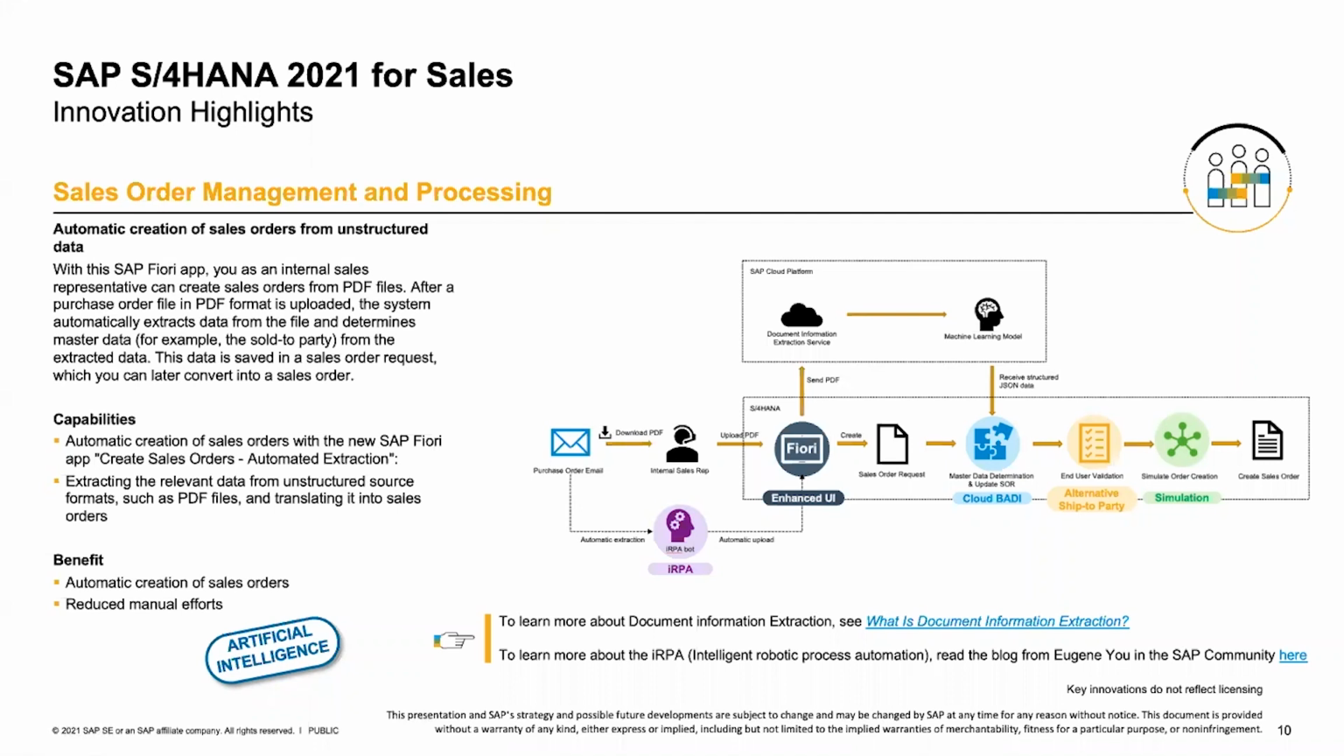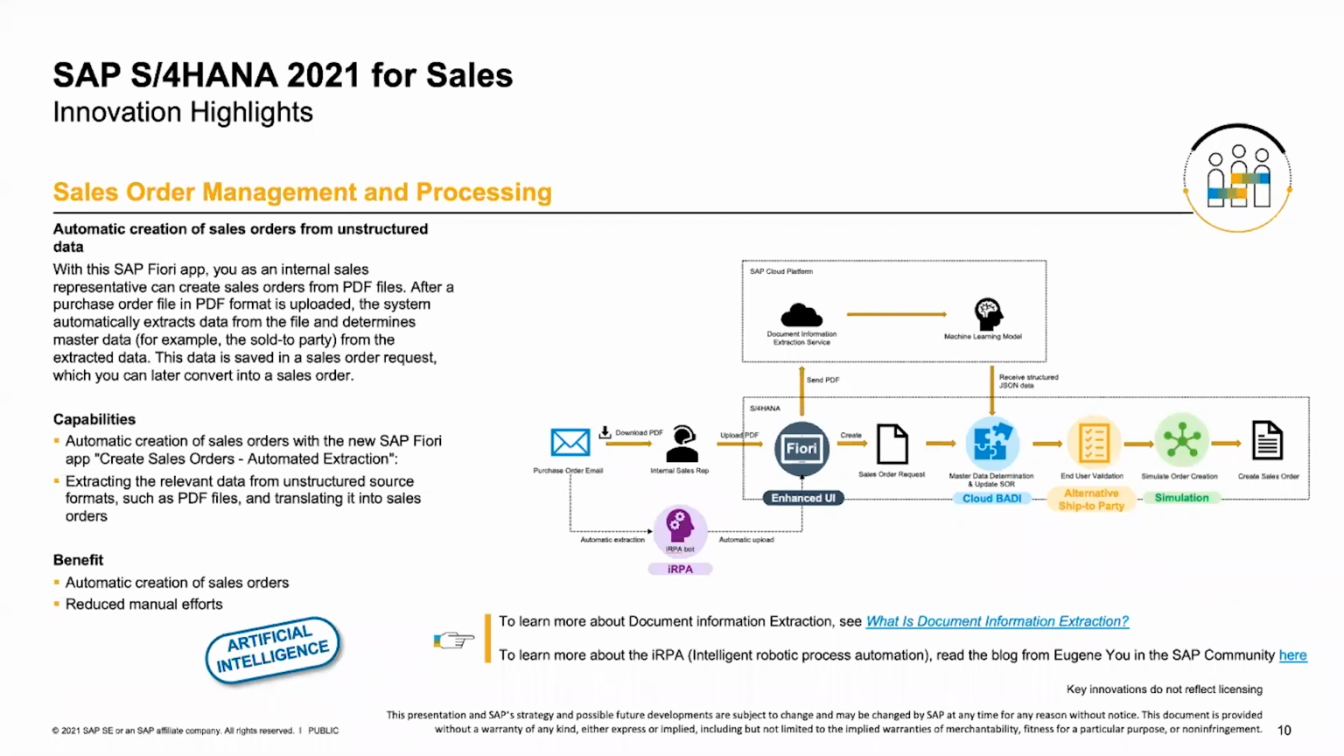Now with the SAP S/4HANA 2021 release, we leverage machine learning's capability to automate sales order creation. The system reads and extracts customer purchase order information from the PDF documents, matches data to system master data, identifies missing data, and offers a guided correction procedure before creating the final sales orders.